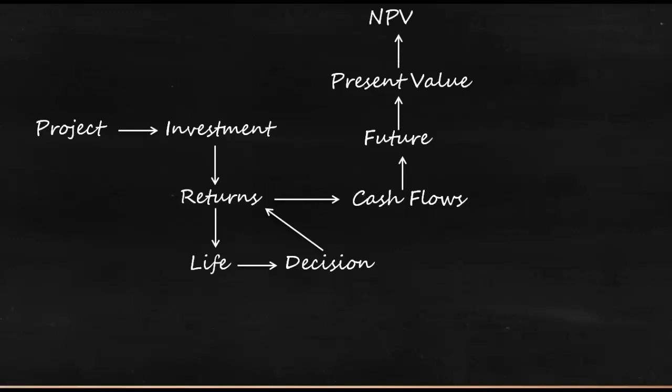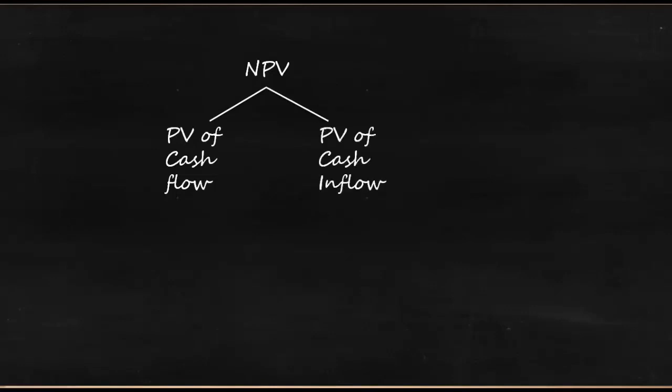So NPV is nothing but identifying the future cash flows of the project, deriving their present value, and comparing with the investment, to decide whether to go ahead with the project or not. In NPV we find the present value of cash outflows and the present value of cash inflows. If the present value of cash inflows is greater than the present value of cash outflows, it is a positive NPV, and if the present value of cash outflows is greater than inflows, it is a negative NPV.